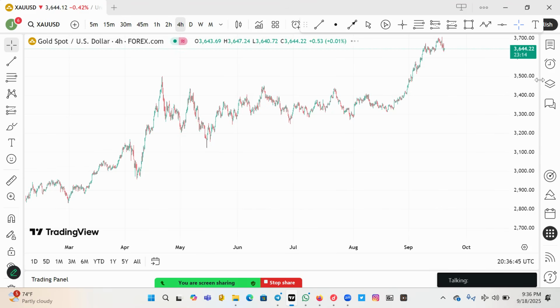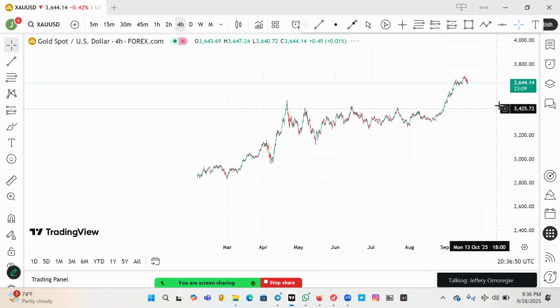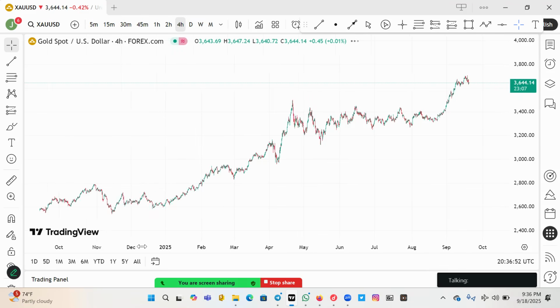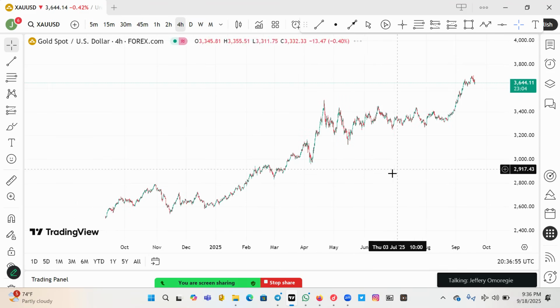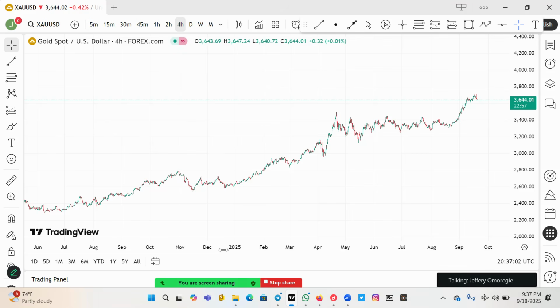Now, if you check carefully, you will see that the market has been moving in an uptrend. This is SAU-USD. The market has been moving in an uptrend on the 4 hour time frame. SAU-USD has been bullish based on what we are seeing currently, let's say from June 10th, 2024.